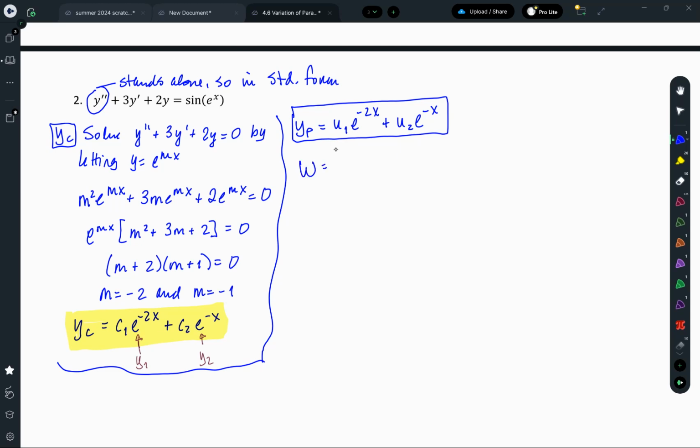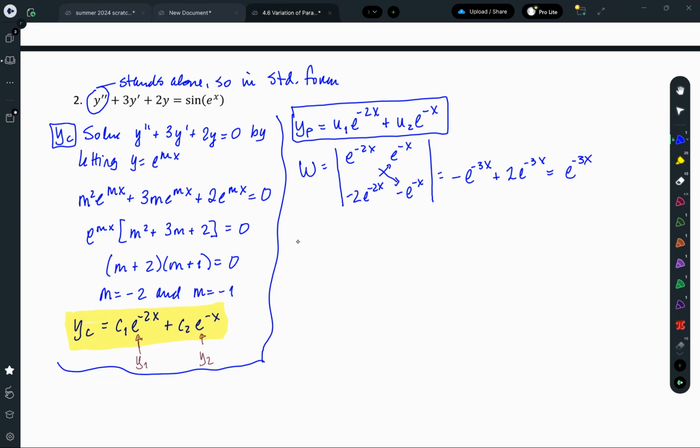W is the determinant where the first row is e to the minus 2x, e to the minus x. It's just y1 and y2. Take their first derivatives. We get minus 2e to the minus 2x, and then minus e to the minus x. When we calculate the determinant, we're doing that cross product thing, we get a minus e. Okay, when I multiply an e to the minus 2x with an e to the minus x, the exponents add, so I get a negative 3x. Minus the negative, so it'll be plus 2e to the minus 3x. I combine those and get one positive e to the minus 3x.